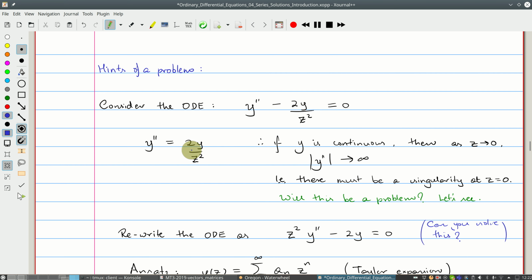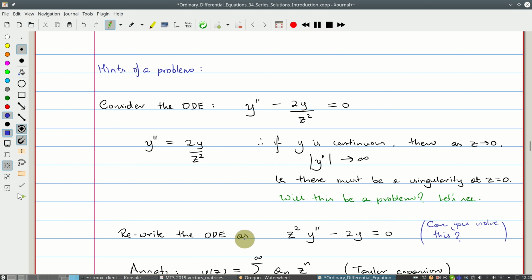So y double prime is equal to 2y over z squared. Now if y is continuous, then as z tends to 0, the modulus of y double prime will tend to infinity. So there must be a singularity in the solution at z equals 0. And here's the hint. Will this cause a problem? Well, let's see. This is just telling us that something may be going wrong here.